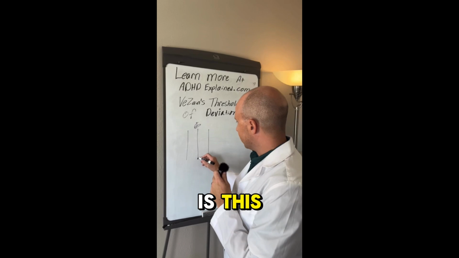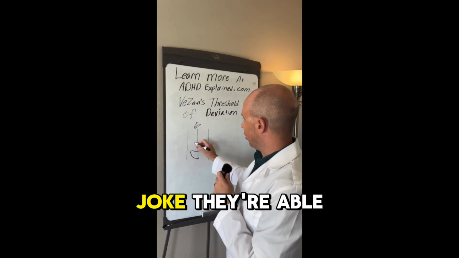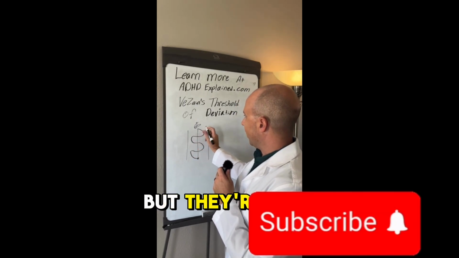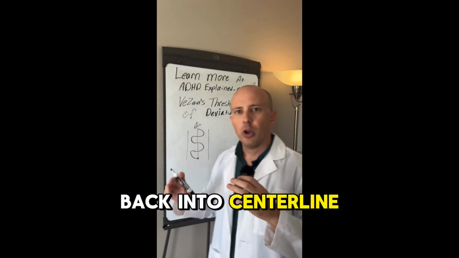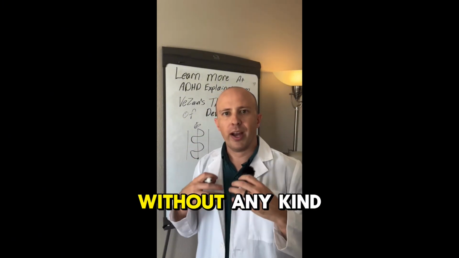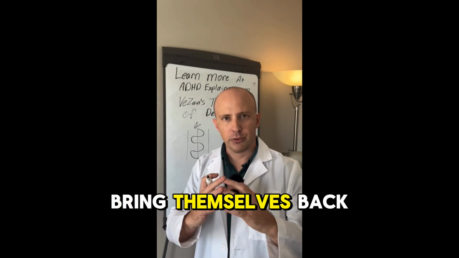So what it would look like is this. They're getting distracted. Somebody makes a joke. They're able to look out the window, but they're able to bring themselves back into center line without a lot of disruption or without any kind of reminders. They're able to bring themselves back in.